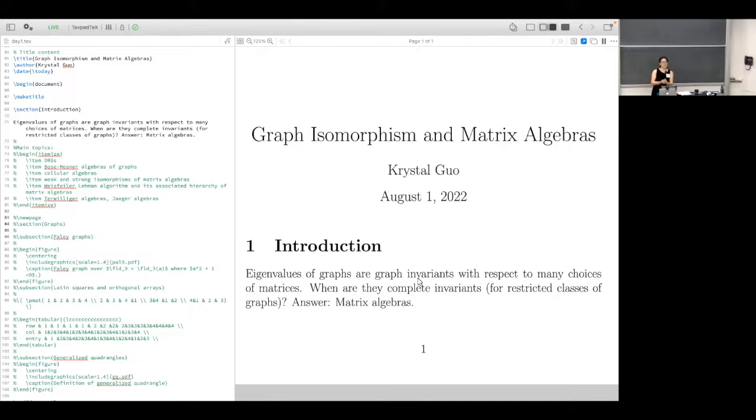And that just means that if I have two graphs, I don't know if they're isomorphic. To answer the question of whether or not they're isomorphic, all I want to do is just compute the eigenvalues and compare the eigenvalue lists. So it'd be wonderful if that were true. And the answer is sort of yes and sort of no for various different classes of graphs.